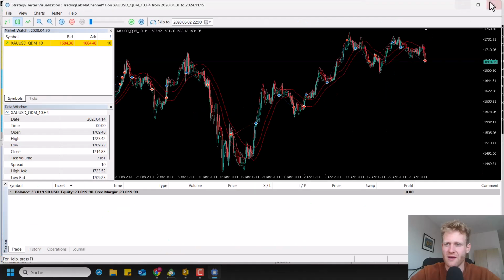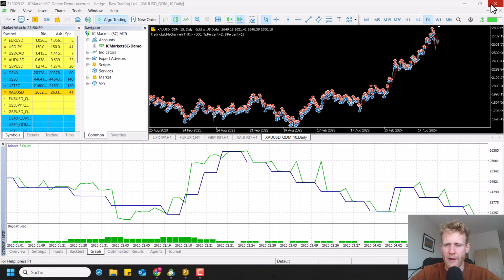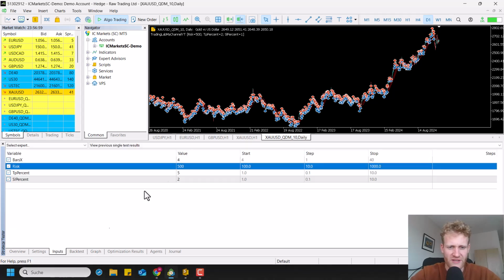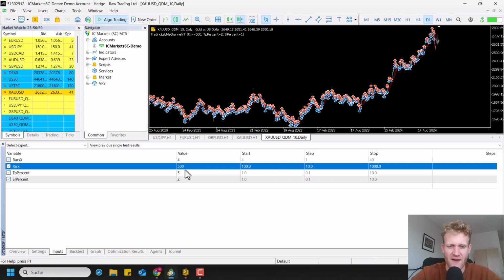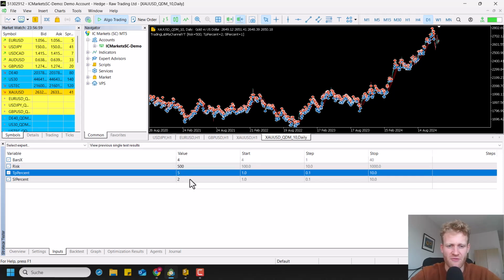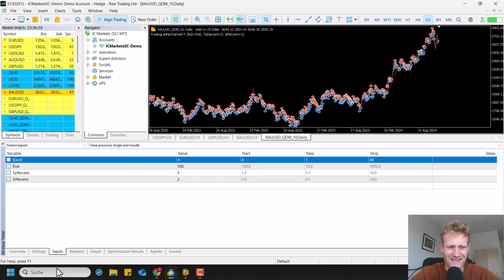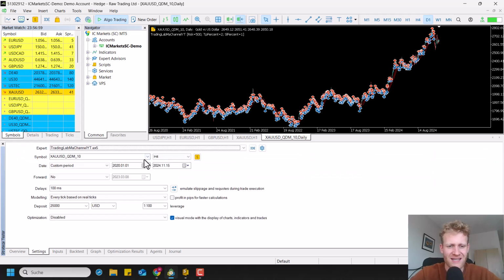So what we gotta do is have a long-term backtest, of course. So this is what I want to do. Again, to show you the settings, we are using this bars X of 4, so 3 bars outside, 1 bar inside. Then risk is 500 euro per trade, TP is 5% of the open price, SL is 2% of the open price.